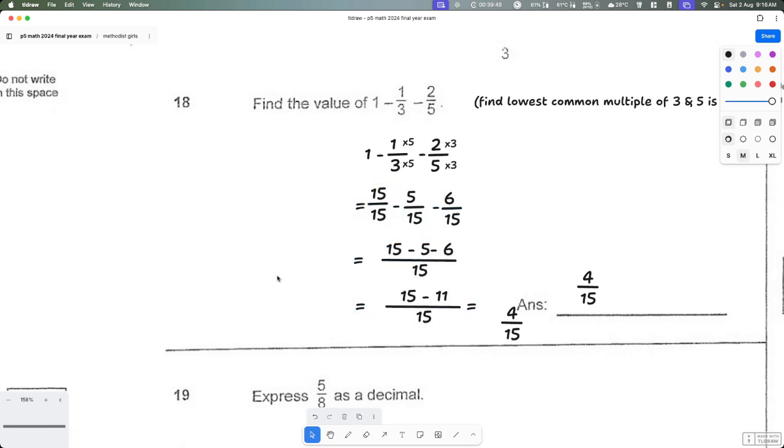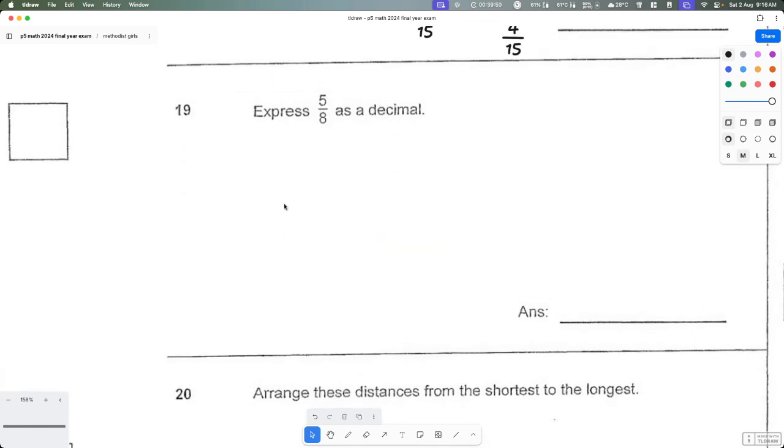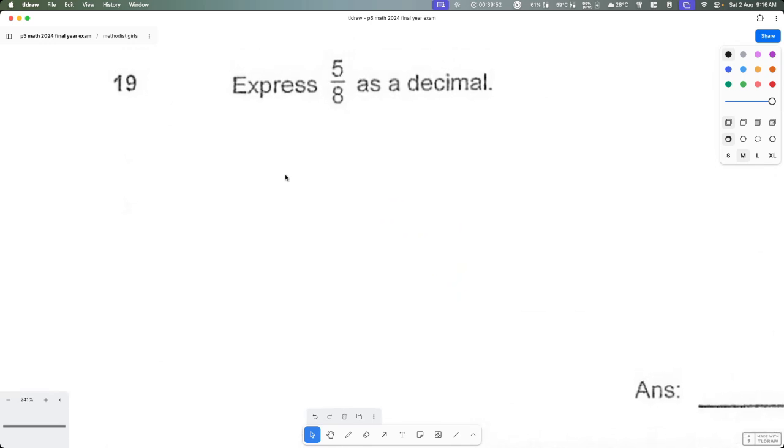Okay, let's move on to the next question. Question number 19. Express 5 over 8 as a decimal. There are two ways to do this. You can either convert the denominator 8 into 10, 100, or 1000, or you can just manually do 5 divided by 8. So I think that's what we're going to do.